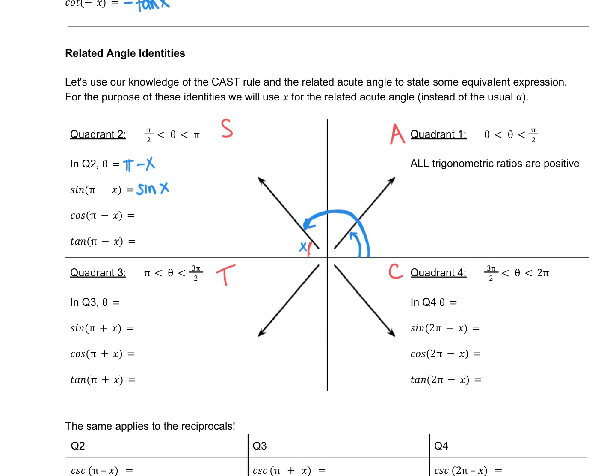It's that related acute angle. Cos, however, will be the same ratio as cos x, but it will be the negative version. And same thing with tan.